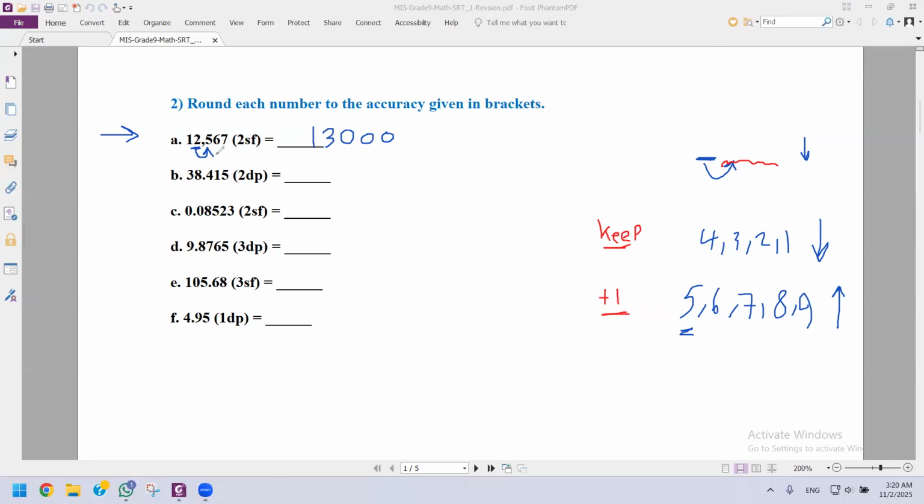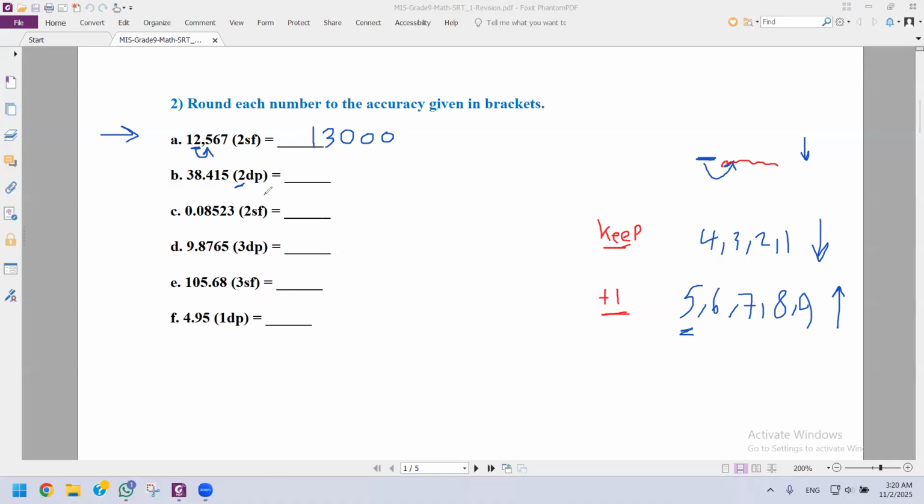Okay, next. 38.415 and round 4 to dp. What does that mean? This means the second decimal place. Okay? The second decimal place.